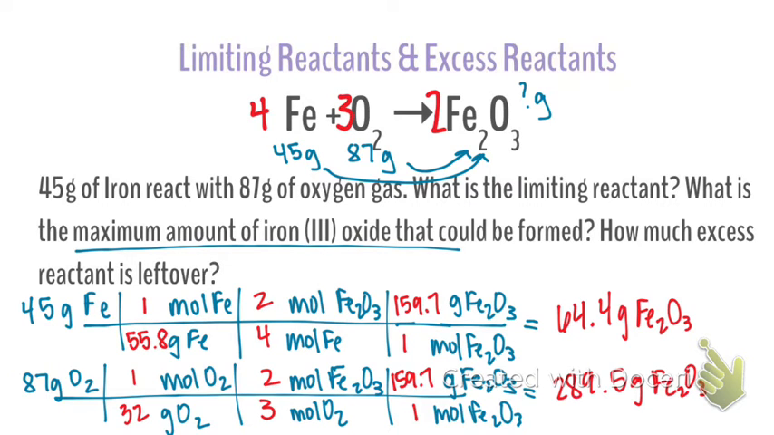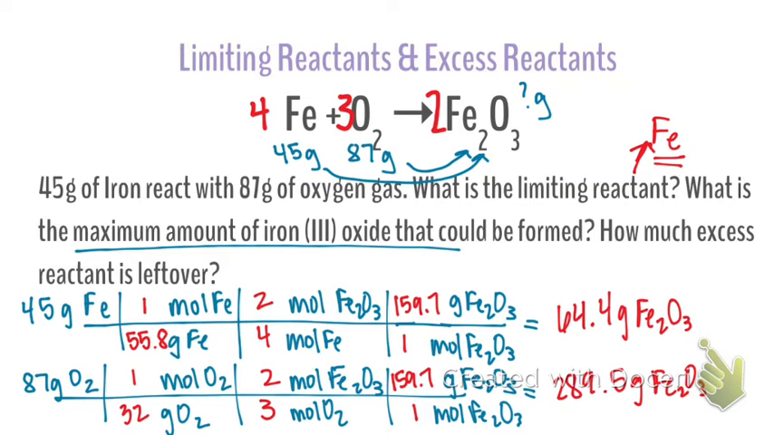Does that resemble your values? Or are they somewhere close? If you stopped at moles, you're going to have something different. But what does this information tell me as far as what is my limiting reactant? It's iron, right? So my limiting reactant is Fe.